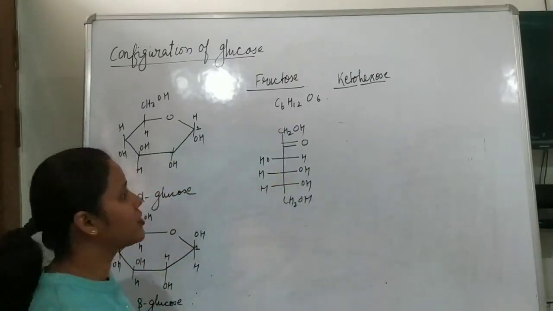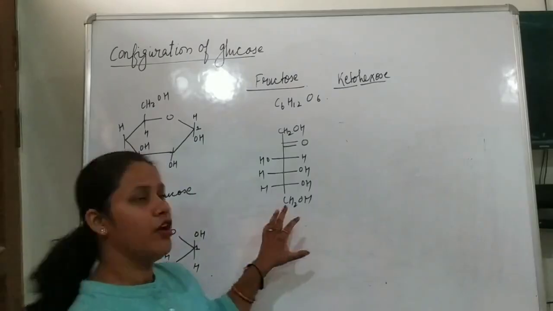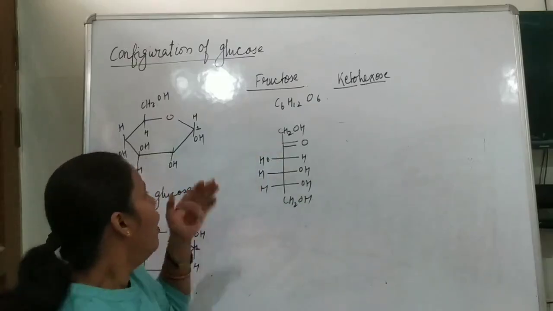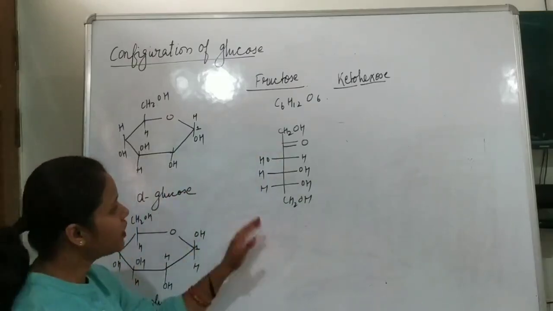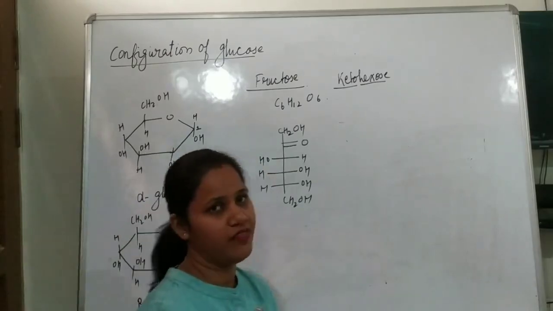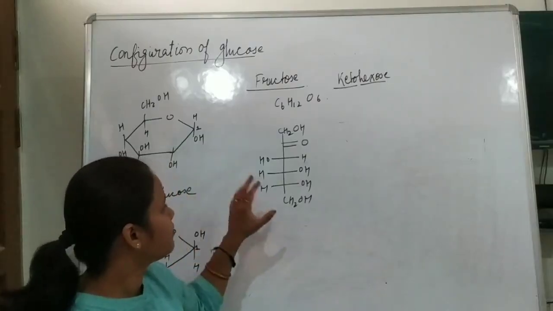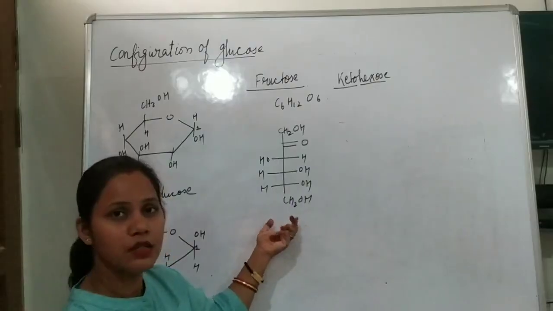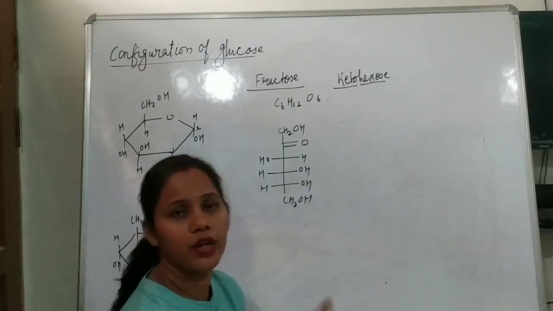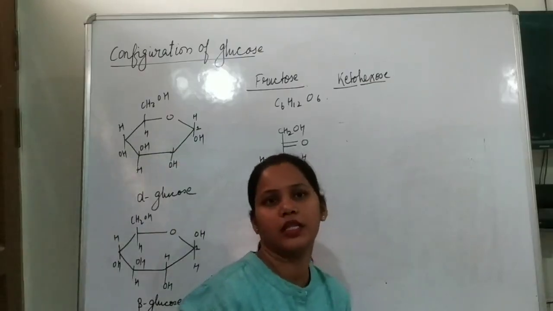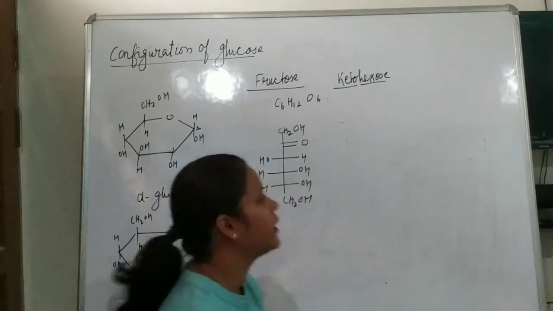Okay, so this is the open chain structure for fructose. Just like glucose, fructose also exists in two forms, alpha and beta. Though it belongs to the D series, it is a laevorotatory compound. That means it rotates the plane polarized light in the anti-clockwise direction.